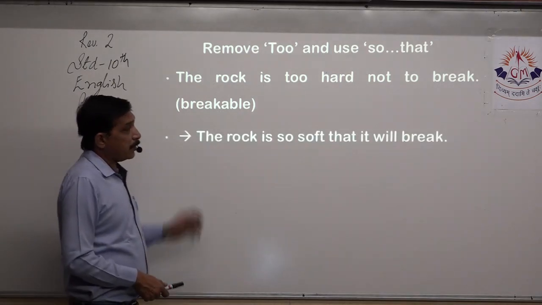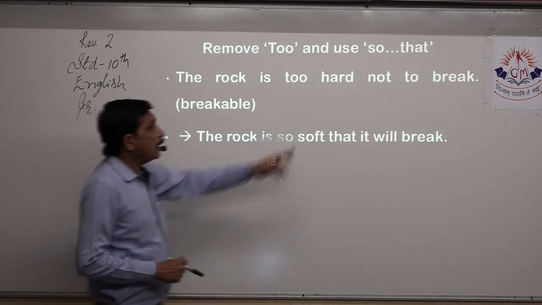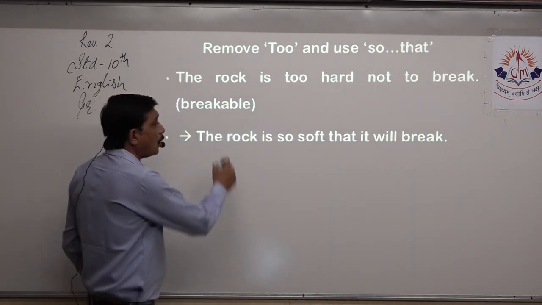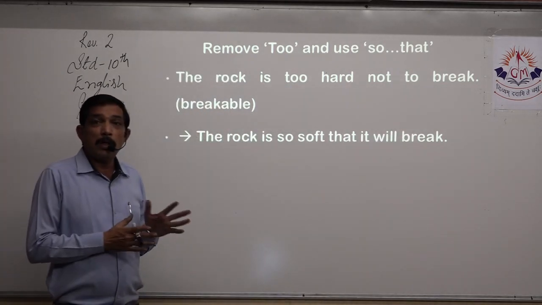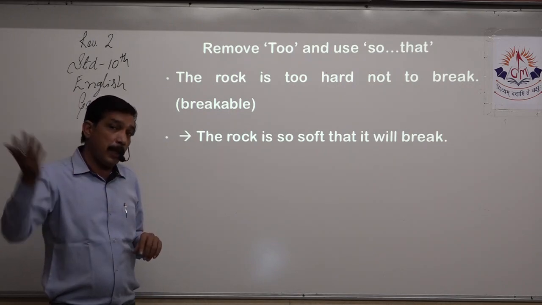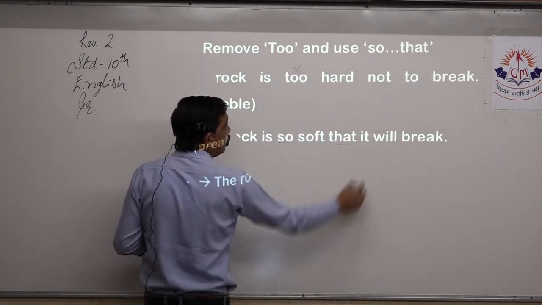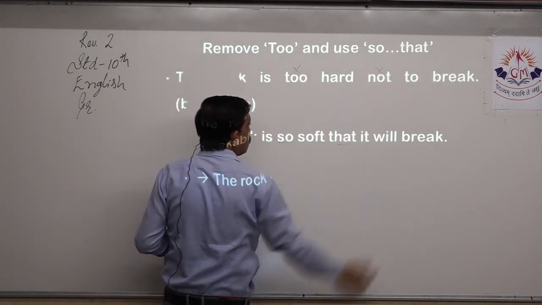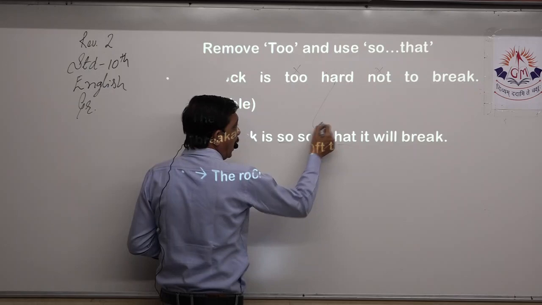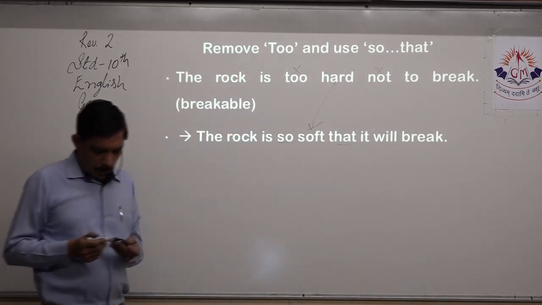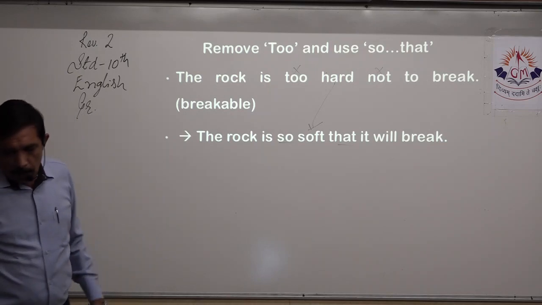The rock is so soft. Now, break is done? Antonym, right? Because hard we made soft. The rock is so soft that it will break. Because we have not broken it, so it will break, right? So we removed to, we inserted so that, there was a negation, we removed that, there is no negation over here. Yes, and we turn antonym of hard into soft. It goes in the same way.